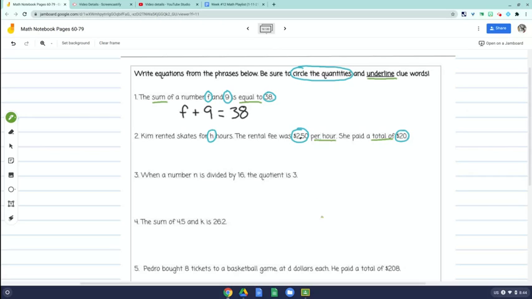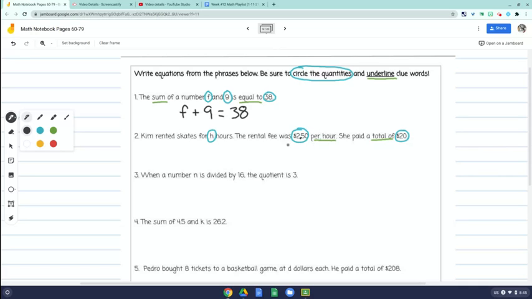Now, we don't have any obvious keywords here, or clue words that would tell us the operations. Per hour is not in our list of words, right? But this is going to mean multiplication. She's paying $2.50 per hour. H is the number of hours. She's going to be multiplying $2.50 for every hour H that she rents those skates. And at the end, she paid a total of $20. That's going to be our equal sign. Total of equals $20.